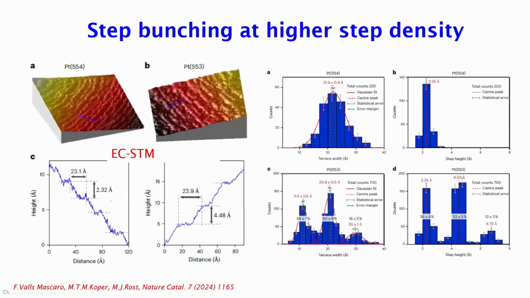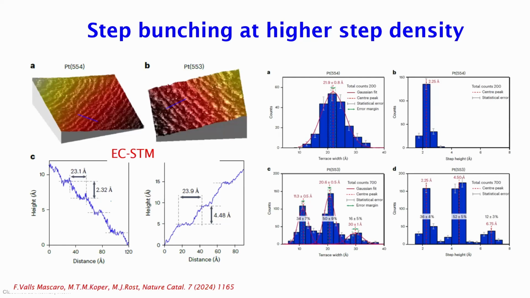Now, just to show you a highlight from Francesca's thesis, when we did the 553, which was our favorite step single crystal because we have a high step density, we always saw some signals there in the voltammetry that we didn't fully understand. And if you do careful electrochemical STM measurements, you find that on 554, the terrace width is what you would expect it to be. But if you do the same experiment on 553, sometimes you got terrace widths that are twice as large as you expect, suggesting that there is step bunching.